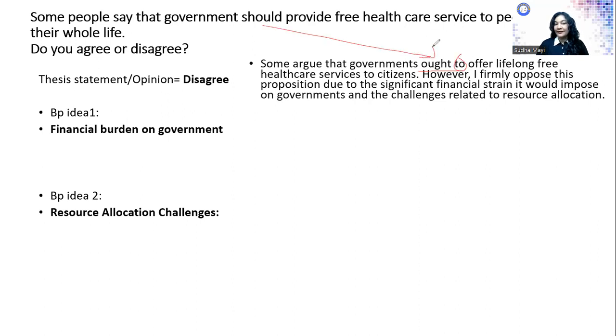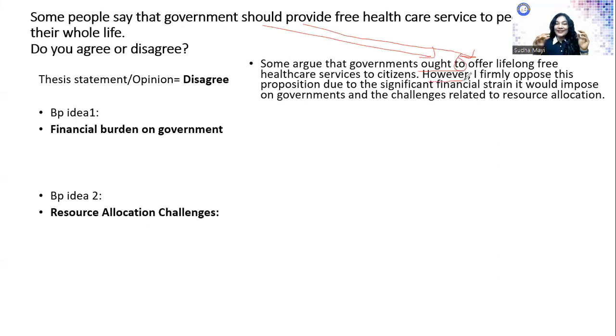Okay. I have paraphrased. Some argue that governments ought to offer instead of provide. I have used the word offer. Lifelong, so free healthcare service to people for the whole life. So I have paraphrased that particular phrase, the whole life, into lifelong free healthcare services to citizens. Of course, citizens, people, citizens, right?